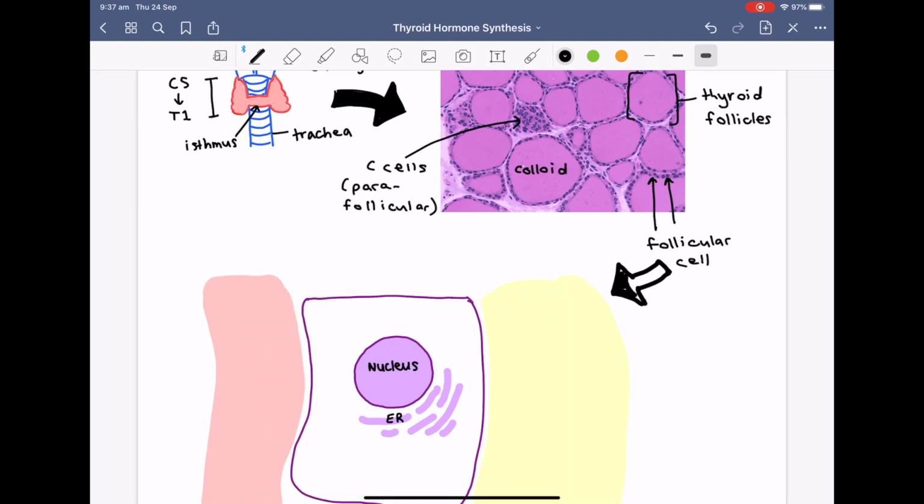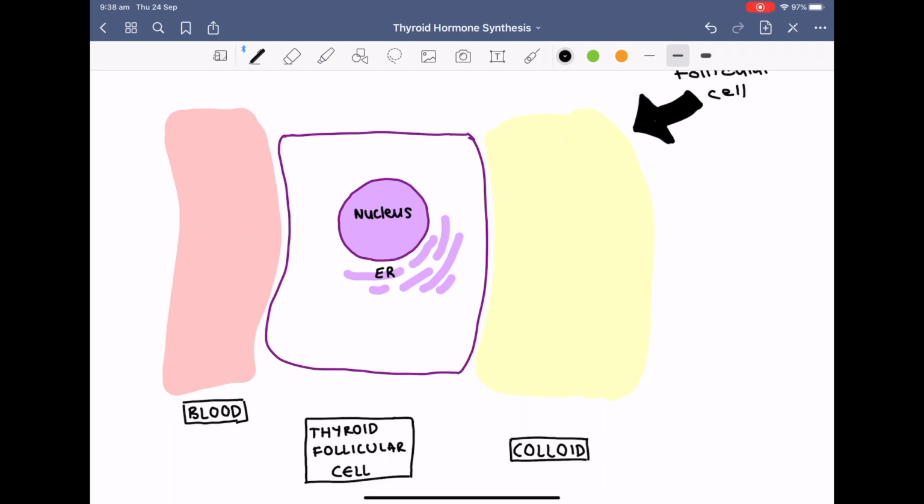Okay, now we're going to take an even closer look at a single follicular cell. Let's zoom in. Just to orient ourselves, on the left is the blood, so this would be obviously inside capillaries. In the middle we have our thyroid follicular cell, and on the right we have our colloid. Thyroid hormones are made from two substances, iodine and the amino acid tyrosine. Our bodies naturally make tyrosine, but we need to get our iodine from our diet, which is why we consume iodine-rich foods like fortified table salt and bread. Iodine, which is I2, is absorbed and digested in the form of iodide, which is I-.